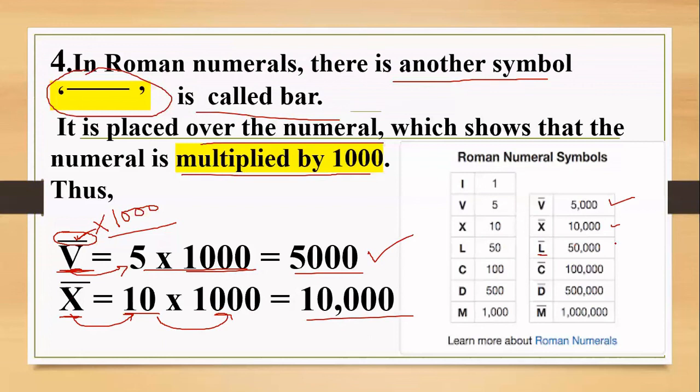L is 50, and it also has a bar. Then you have to multiply by 1000 only, and it would be 50,000. Now C. C also has a bar above the symbol. So what is C? C is 100, and you have to multiply by 1000. Then it would be 1 lakh.